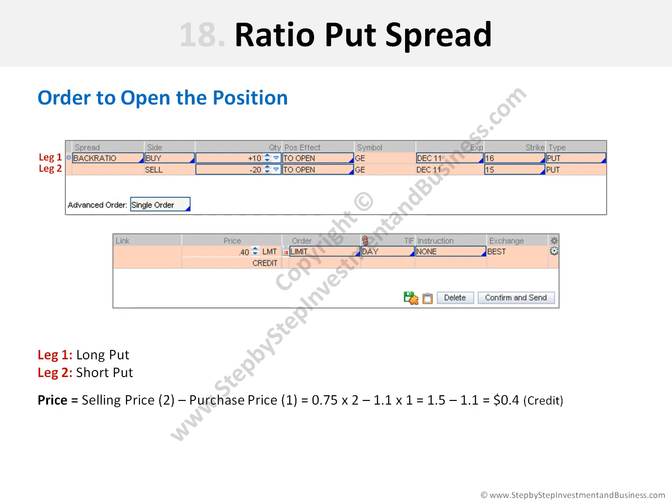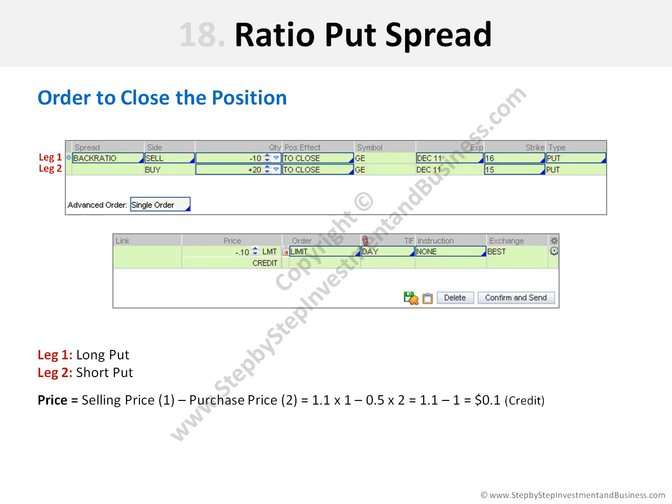Here we can see the order we must enter to open the position. It is an order with 2 legs. Leg number 1 corresponds to the long put and consists of buying 10 General Electric puts with a strike price of $16 and expiration in December 2011. Leg number 2 corresponds to the short put and consists of selling 20 puts with a strike price of $15 and same expiration date. The entered price is given by the difference between the selling and purchase prices. That is, the premium received minus the premium paid. In this case, 0.75 multiplied by 2 minus 1.1 multiplied by 1, which is equal to 40 cents. This is the money, expressed per share, that will be credited to our account when the order is filled.